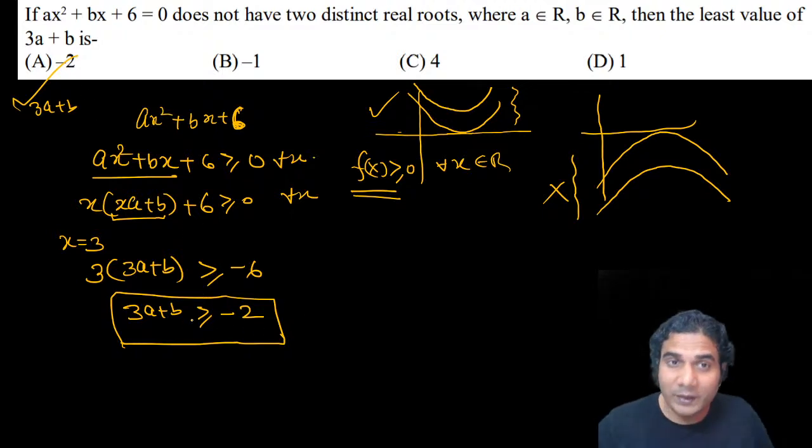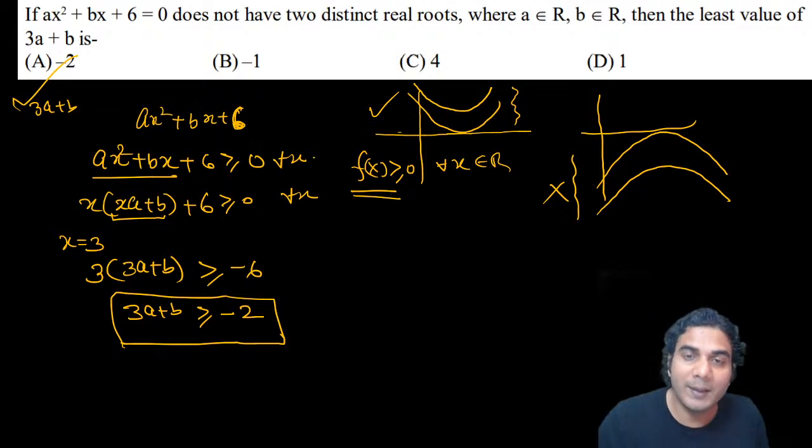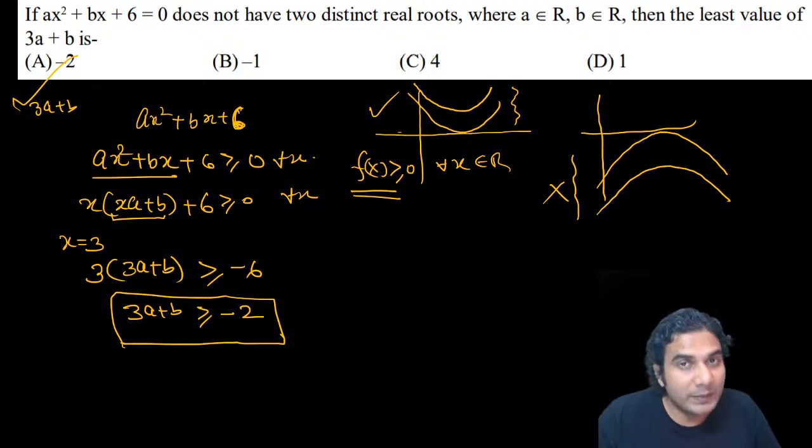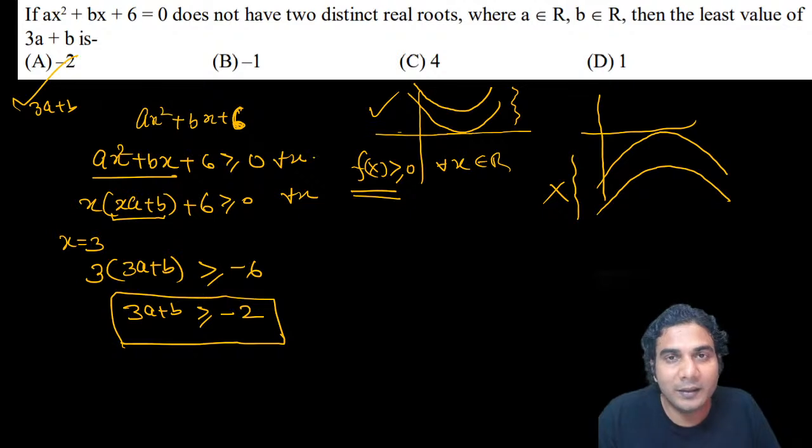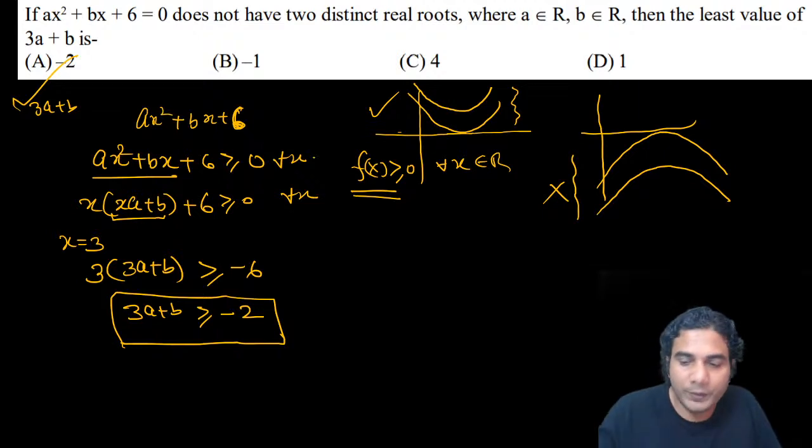And equality will be there because he's saying roots are not distinct. That means roots can be equal or imaginary. So that's why equality will also come there. And hence you can say that 3a plus b minimum can achieve minus 2, if vertex is at 3. Vertex can be anywhere. So I hope you have got it.